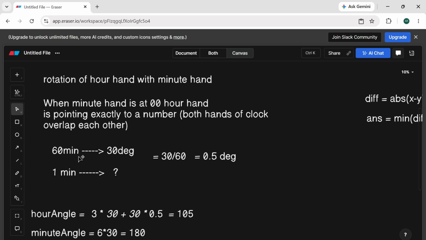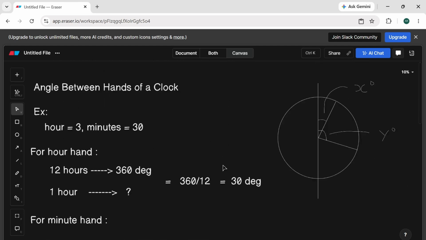I hope it is clear. When your minute hand moves 60 degrees, your hour hand moves only 30 degrees. So when the minute hand moves 1 minute, how many degrees does this hour hand move by? So we can see that it is only 0.5 degree. What does it mean? Now see.